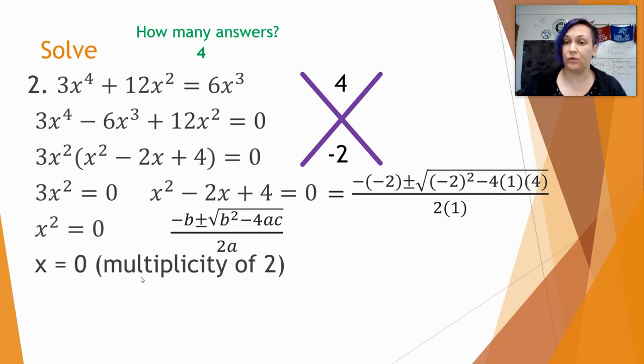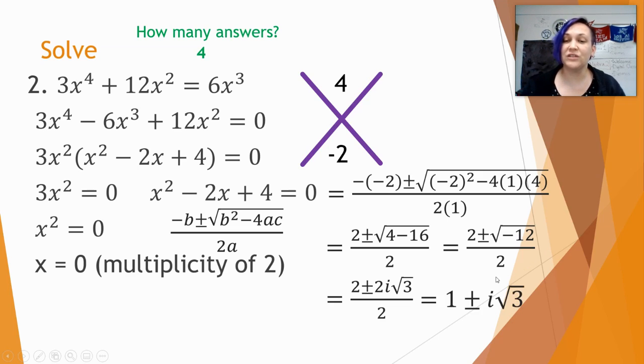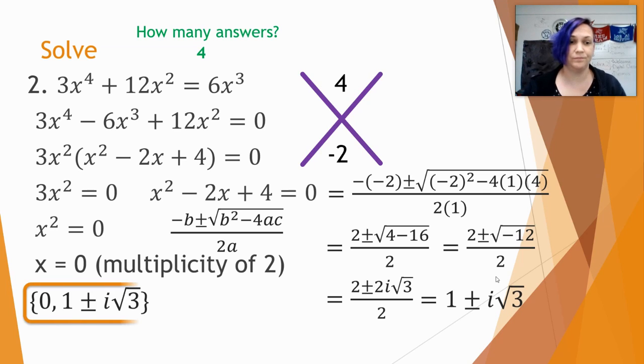I'm going to go quickly through the quadratic formula. You should already know how to do this. Notice that underneath my radical is a negative sign. That means that I'm going to get some imaginary answers. Remember that if an answer is imaginary, that means that it is not going to cross the x-axis there because it doesn't exist. It's not real.